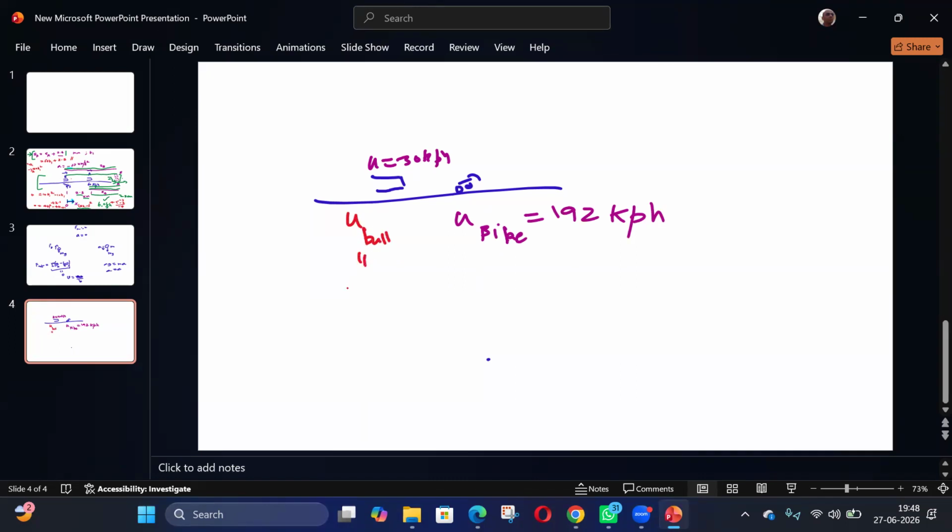How much is the velocity of the bullet? 150 meters per second.